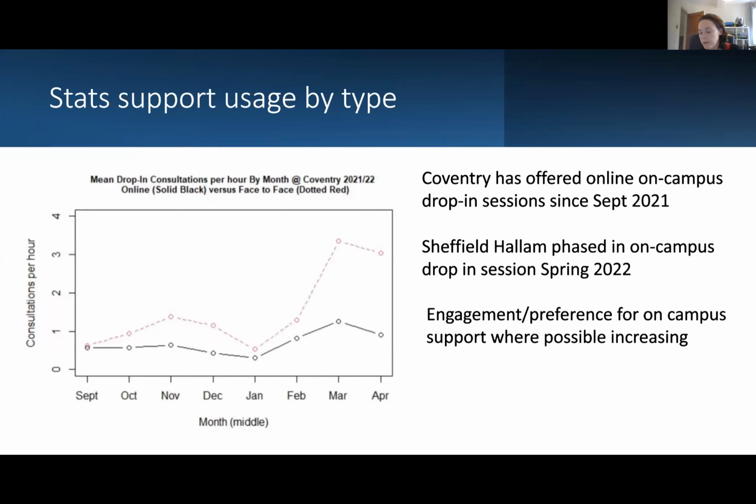What I've seen, and what this graph Alan has done of Coventry shows, the dotted line here is the consultations per hour. And you can see in the last few months, there's been a much bigger increase in the number of students actually coming into centres and going to on campus. And this is where I've also found that people are returning to that normal of actually coming in and going somewhere.